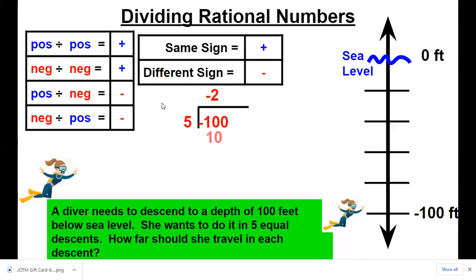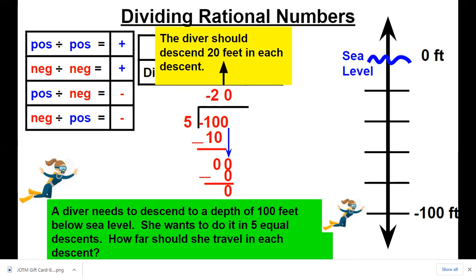Okay, 2 times 5 is 10. 10 minus 10 is 0. Bring down my last 0. I can't forget that. 5 goes into 0 0 times. 5 times 0 is 0. 0 minus 0 is 0. So negative 20. She goes down 20 feet for each descent. The diver should descend 20 feet in each descent, or go negative 20 feet.